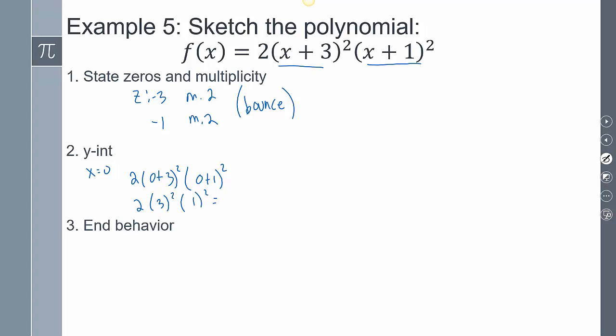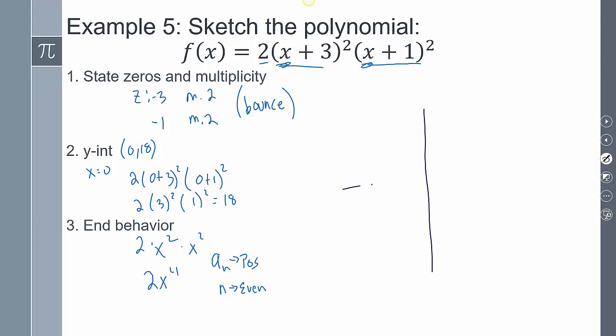And so that's going to give me a whopping 18. So my y-intercept is going to be (0, 18). And last, my end behavior, I need to know what my leading coefficient is. So 2 times, this will be x squared, times, that'll be x squared. So I'm going to get 2x to the 4th. So that means that my leading coefficient, I know that's going to be positive. My degree, that's going to be even.